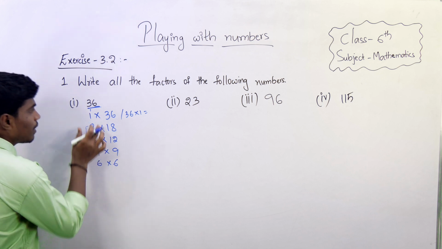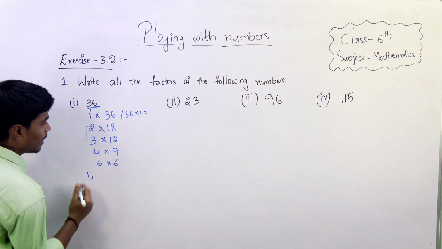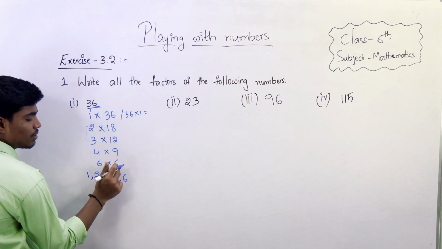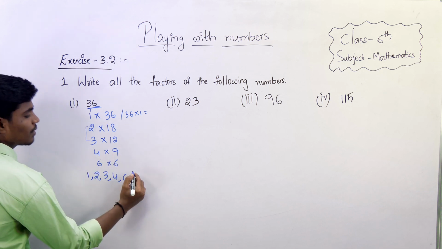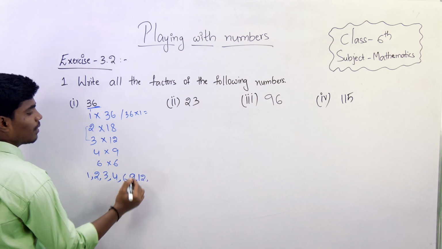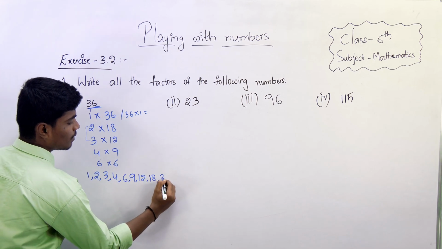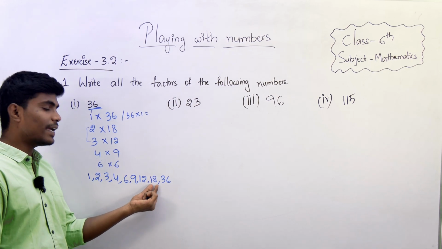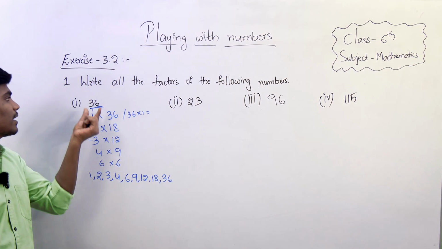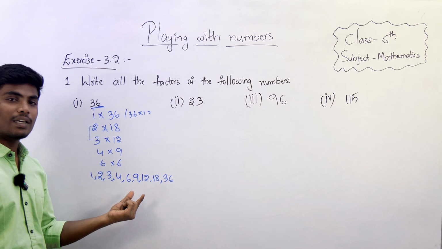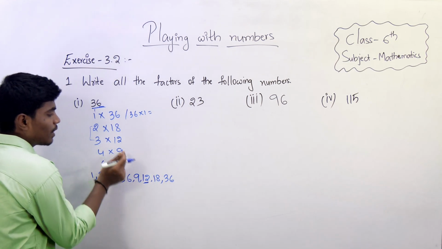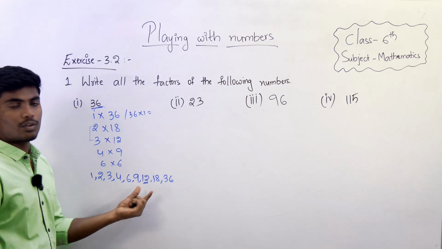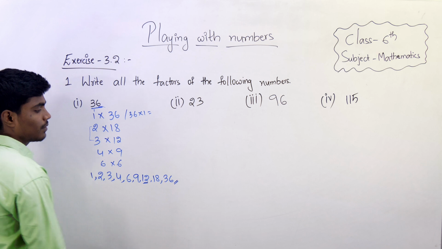See, here the factors of 36 are 1, 2, 3, 4, 6. Here also we have 6, so we have written 6 only once. Next, 9, 12, 18, 36. So 1, 2, 3, 4, 6, 9, 12, 18 and 36. These are the factors of 36. If you check, 12 threes are 36, so 12 divides 36 exactly. So 12 is a factor. These numbers are the factors.